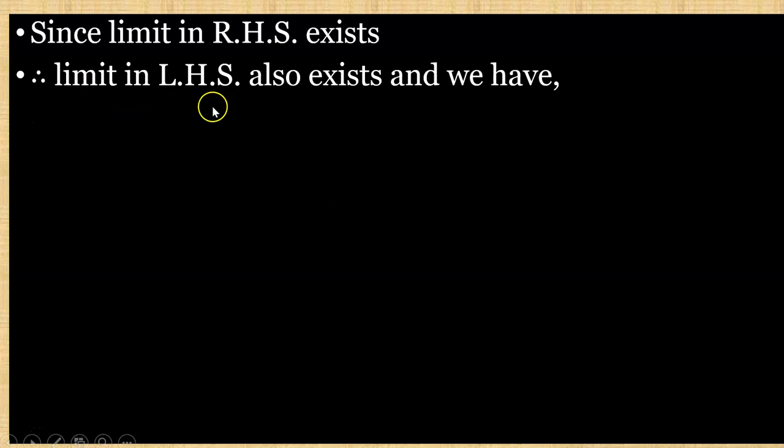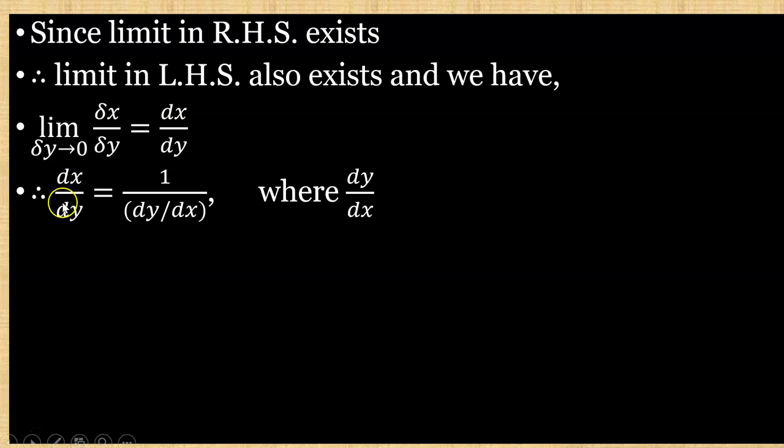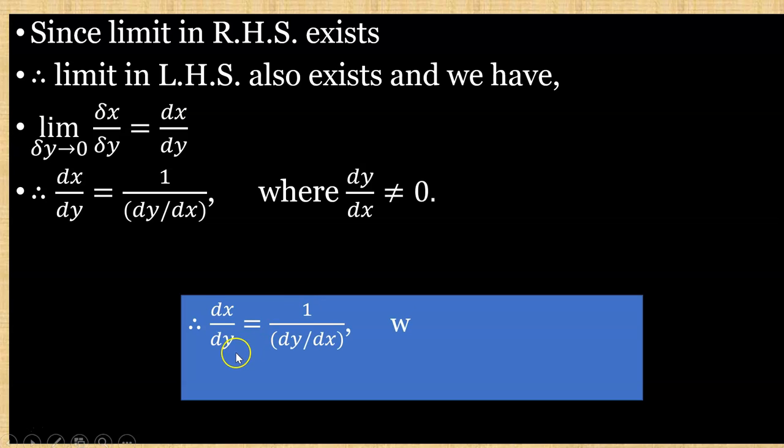Now, since the limit in RHS exists, therefore the limit in LHS also exists, and we have limit delta y tends to 0, delta x upon delta y is equal to dx upon dy, and therefore dx upon dy is equal to 1 upon dy by dx, where dy by dx is not equal to 0. Hence the theorem: dx upon dy is equal to 1 upon dy by dx, where dy by dx is not equal to 0, and hence it is proved.